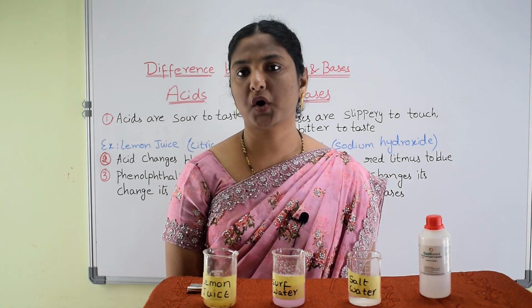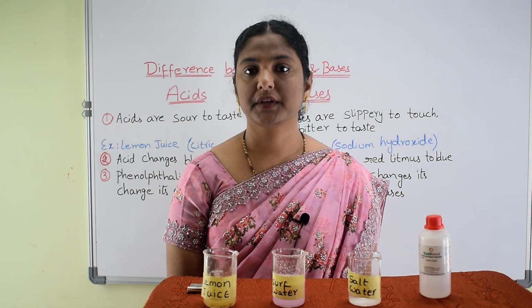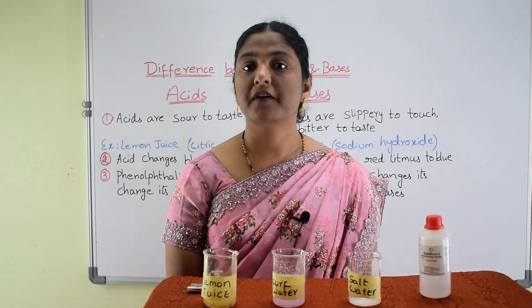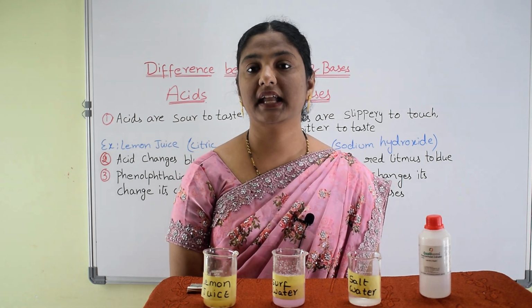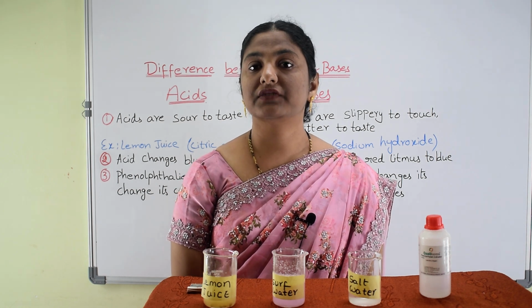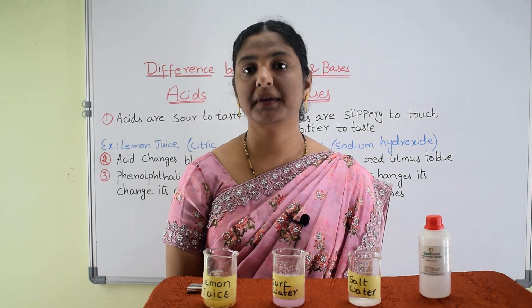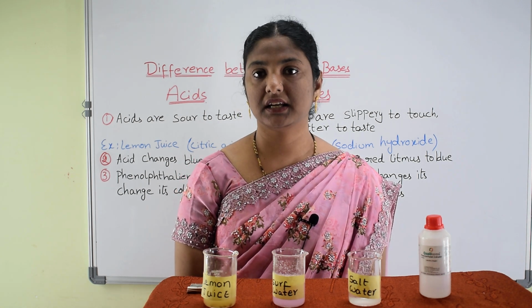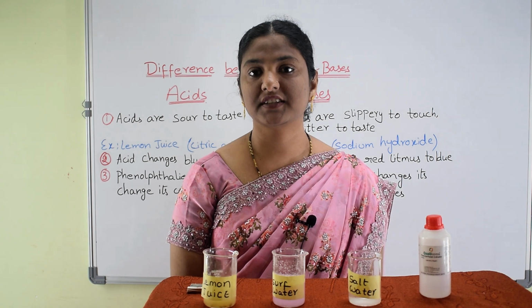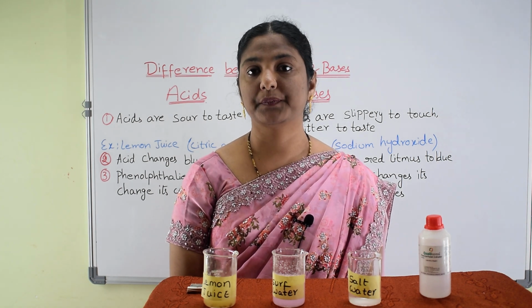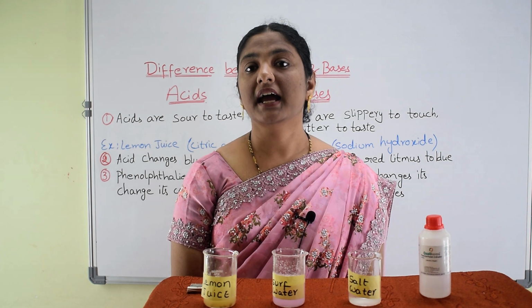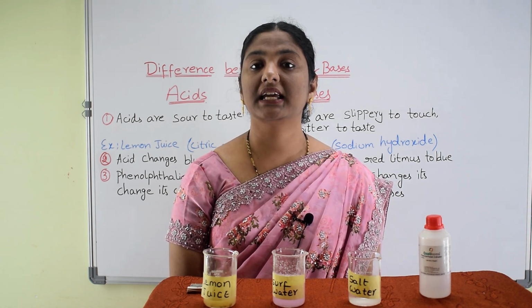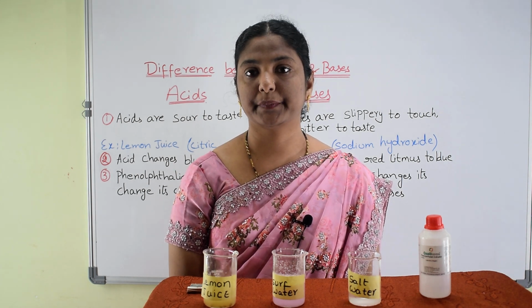But it is not possible to identify every substance as acid or base by touching and tasting. For example, hydrochloric acid and sulfuric acid are very corrosive in nature, which means if we touch or taste them, they will damage our skin. For such substances, we use indicators. Indicators are used to test for acid or base. They are chemical substances.